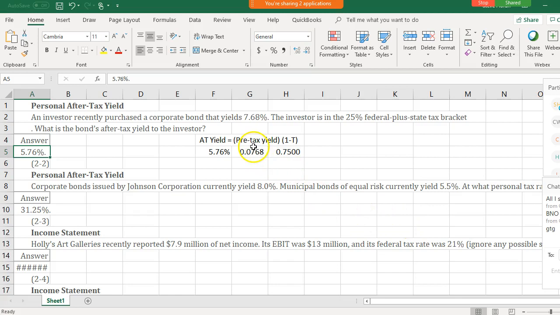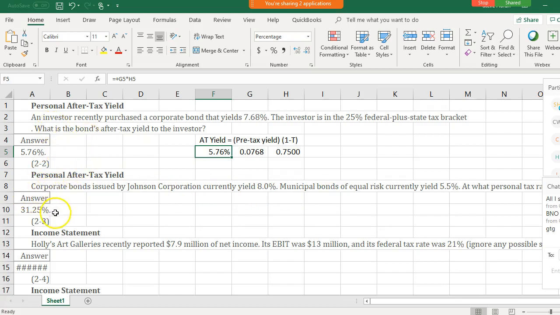Okay, so it's just taking the pre-tax yield and multiplying it by one minus the tax rate, and so the after-tax yield is 5.76%. In finance, we look at everything after tax. We focus on cash, and then we have to focus on the after-tax cash flow. So the after-tax yield is what we would use to make a decision if we should buy this bond or not, if it's the right investment, and so on. Okay, so that was question 1.